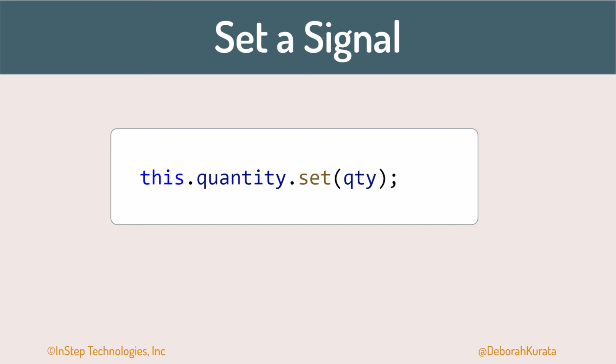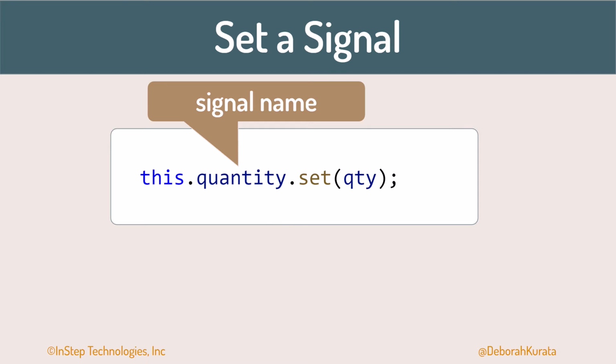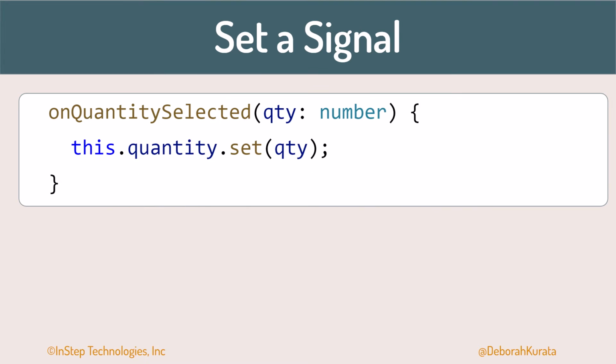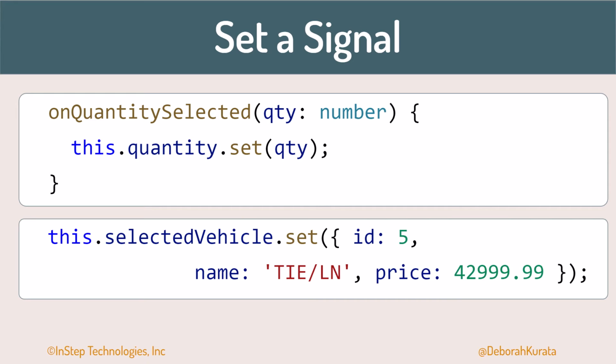We replace the value of a signal using the set function. We start with the signal name, call the set function, and provide the new value. Here are some examples. In the first scenario, the user selects a quantity from a select element in the template. When the selection changes, the template calls the onQuantitySelected event handler. The code then replaces the value of the quantity signal with the value selected by the user. In this second example, we set the selected vehicle signal to a different object.